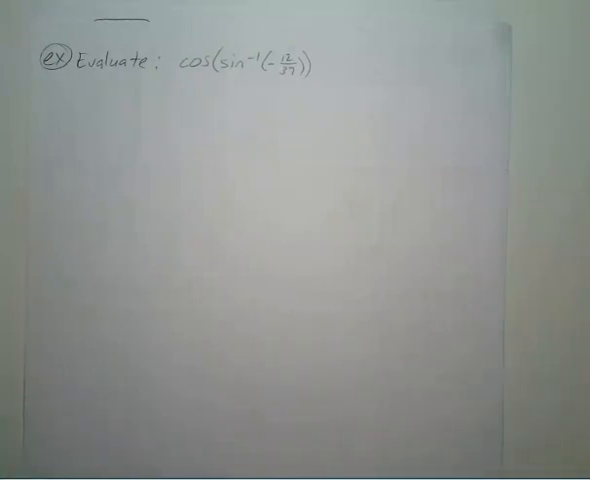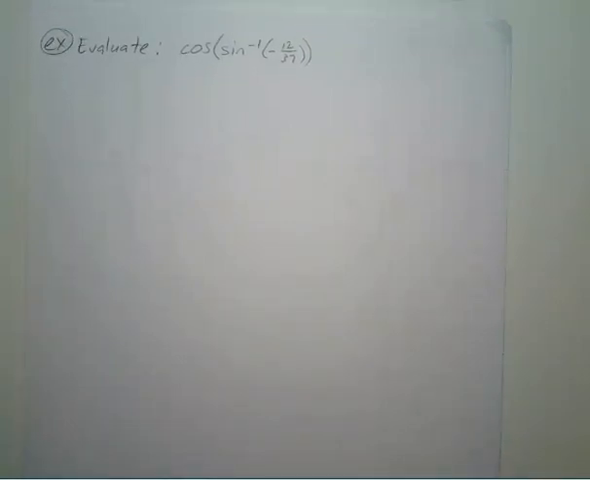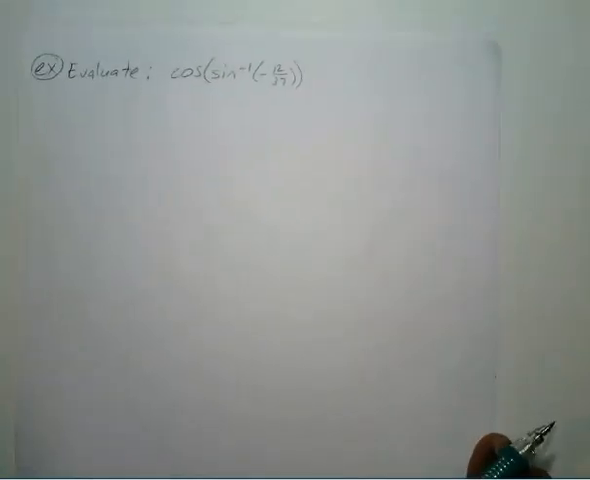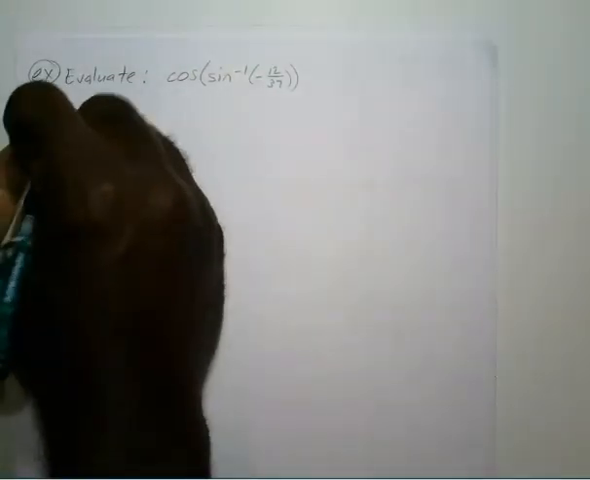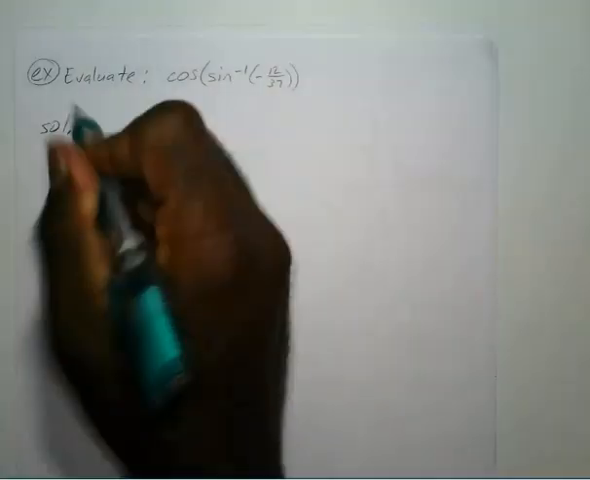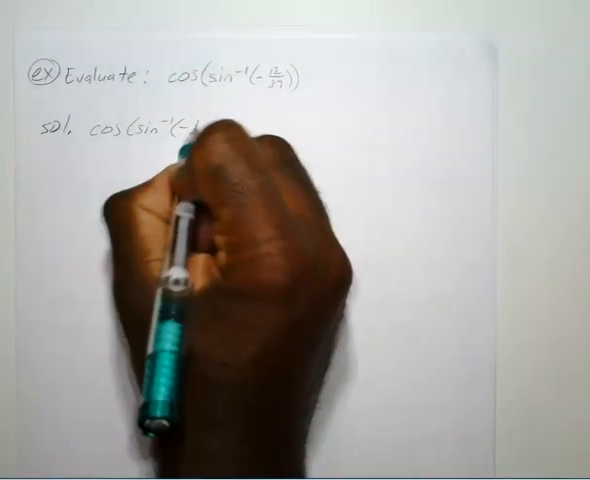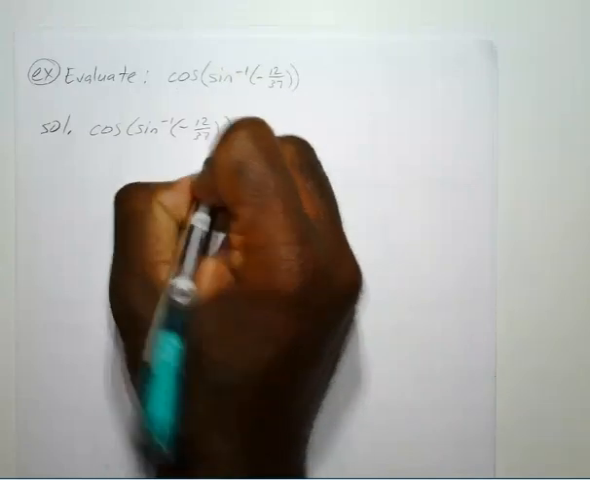What if we wanted to evaluate cosine of sine inverse of negative 12 over 37? We have kind of a composite function with our trig functions. So how do we solve these composite trig functions? Well, we start from the inside out. So let's go ahead and do that. So if we have cosine of sine inverse of negative 12 over 37.